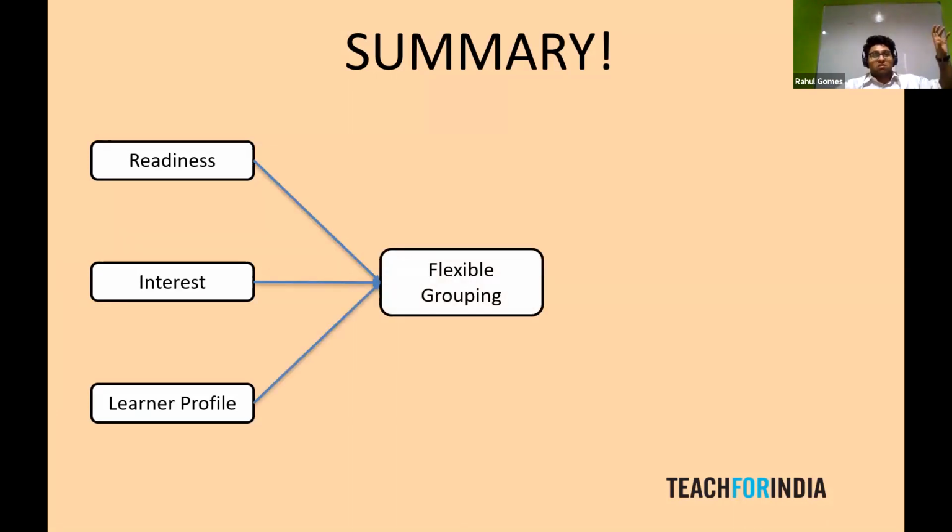Either you can group students on the basis of readiness, or you can group students on the basis of interest, or you can group students on the basis of learner profile. A teacher makes that decision. A teacher can look at an objective, a chapter, a topic and say, for this topic, I would like to use readiness or interest or learner profile.